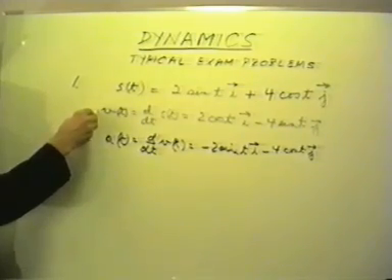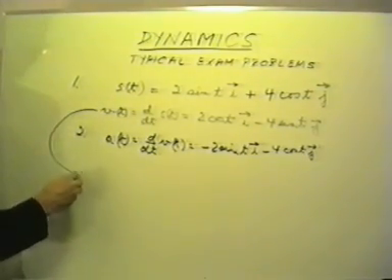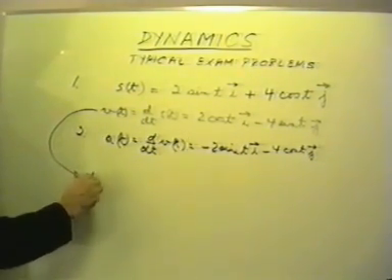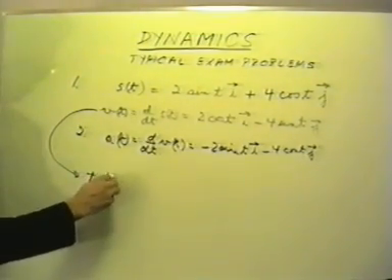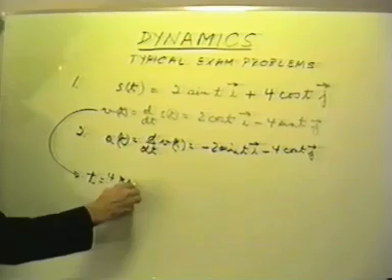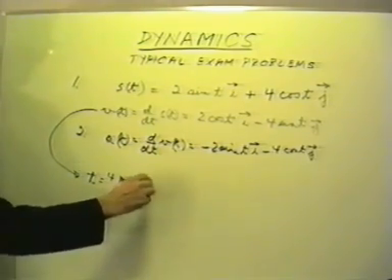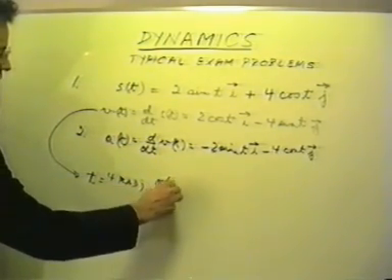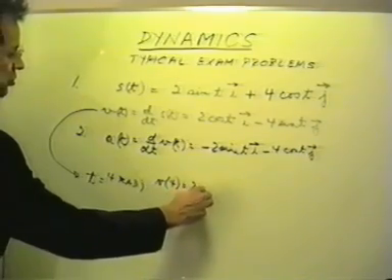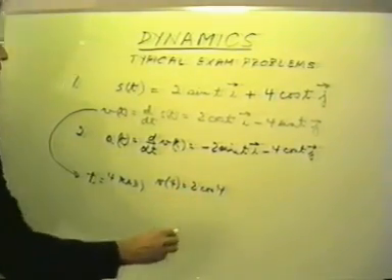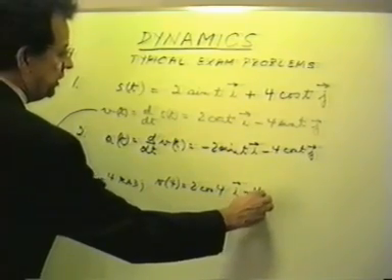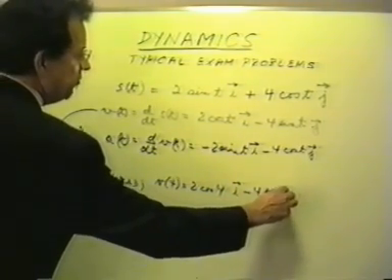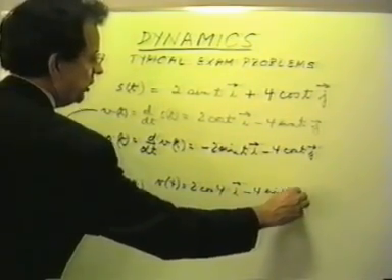Now, problem number 1 requires us to take this expression for v of t and evaluate it when t is equal to 4 radians. So v at 4 radians becomes 2 cosine of 4 radians in the i direction minus 4 times the sine of 4 radians in the j direction.